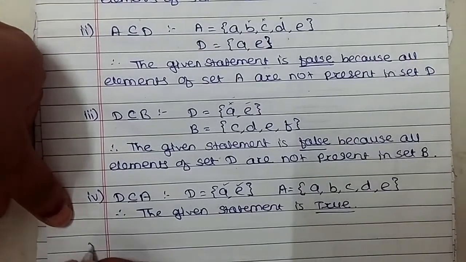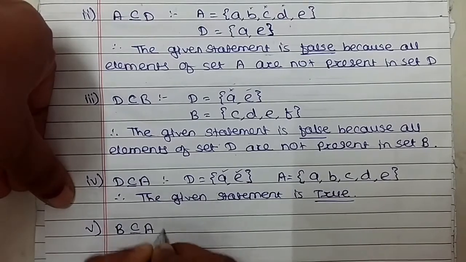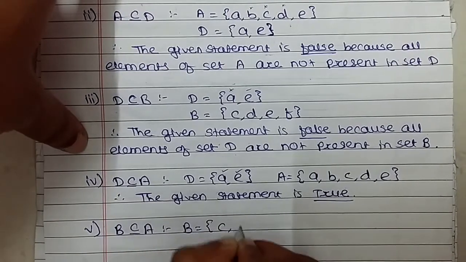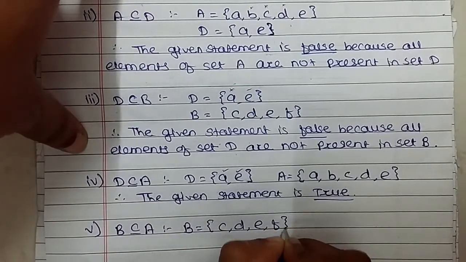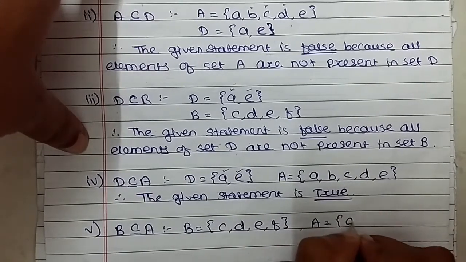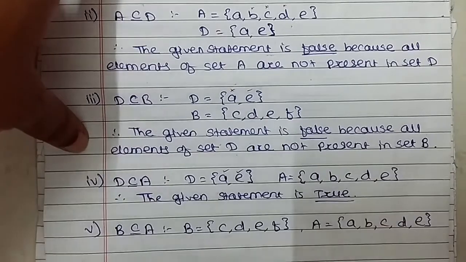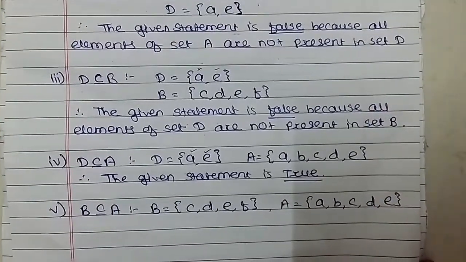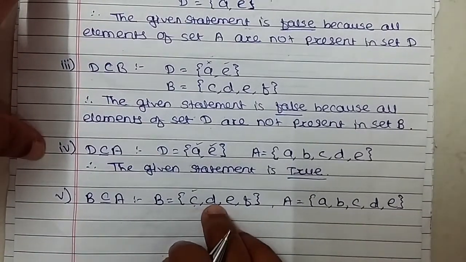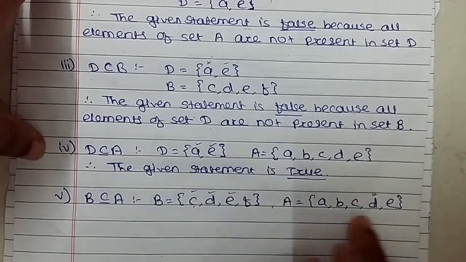Next, the fifth one, that is B is a subset of A. Is B a subset of A or not? So write down the contents of the B set, that is C, D, E, F, and then the next set A: A, B, C, D, E. Check whether all the elements of B are present in set A or not. C is present, D is also present, E is present, but F is not present in set A.